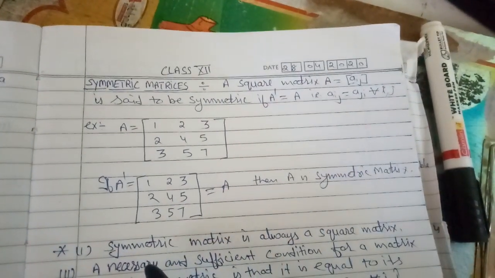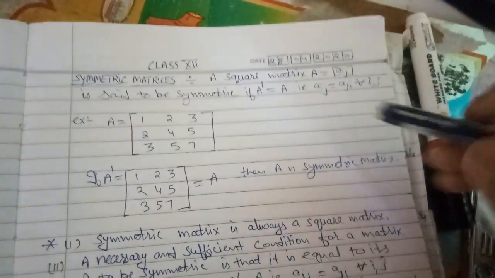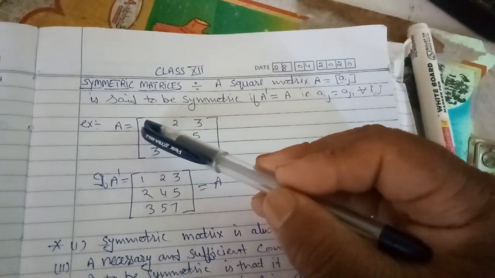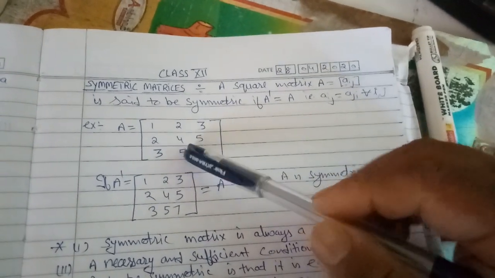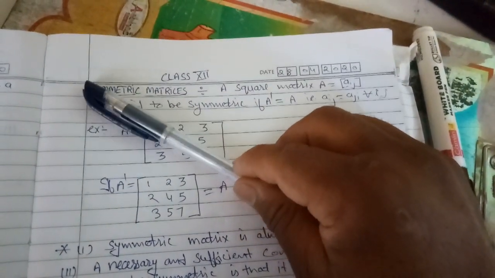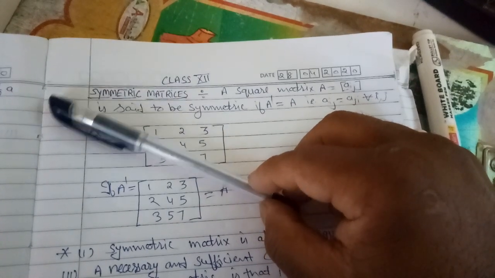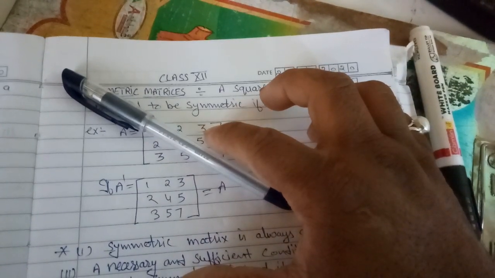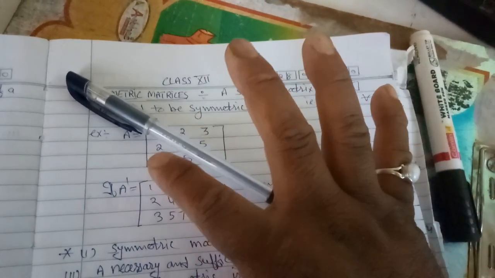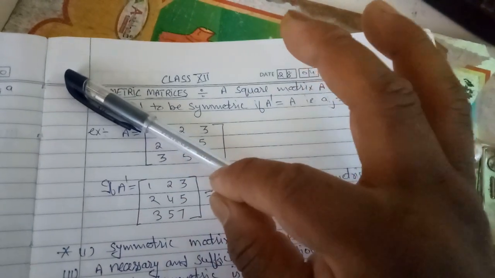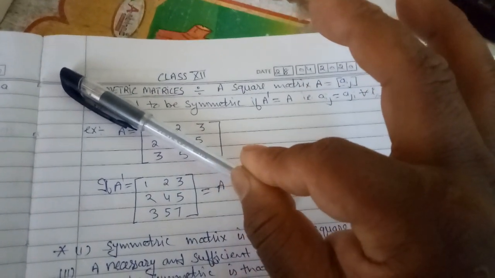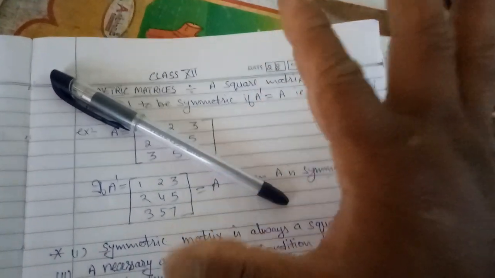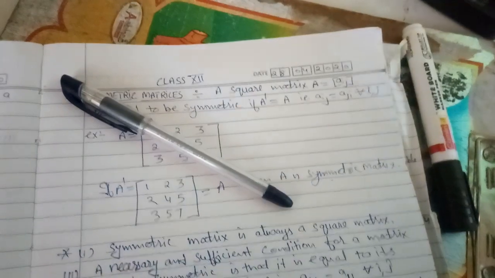In a symmetric matrix, one thing is notable. If we see the principal diagonal, the elements on the principal diagonal are 1, 4, 7. If I keep the pen on the principal diagonal, you can see one thing here: the elements above the principal diagonal are 2 3 5, and below it is also 2 3 5. From here we conclude that in a symmetric matrix, the elements above and below the principal diagonal are the same, in the same order and same pattern.